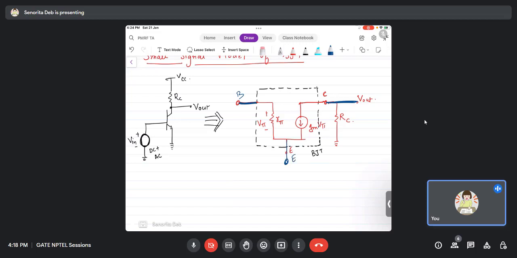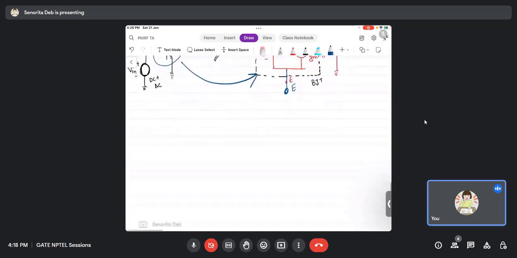Now inside you see this R pi and this current source is not physical. I did not buy a resistance and a current source and connect them to make a BJT. This transistor is what will behave like this if there is a small signal put in its base input. So I'll quickly redraw this. This R pi and this current source are not physical quantities. Remember that.